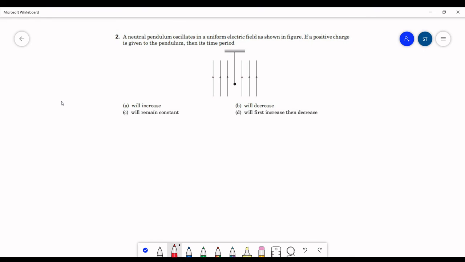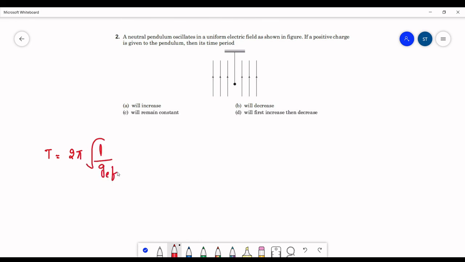So the question given is, a neutral pendulum oscillates in a uniform electric field as shown in the figure. If a positive charge is given to the pendulum, then its time period will. We know that time period of a simple pendulum is given as 2 pi under root L upon g effective.